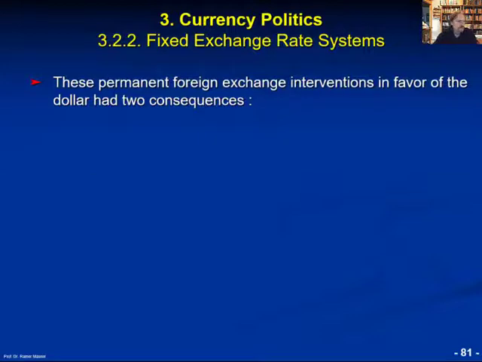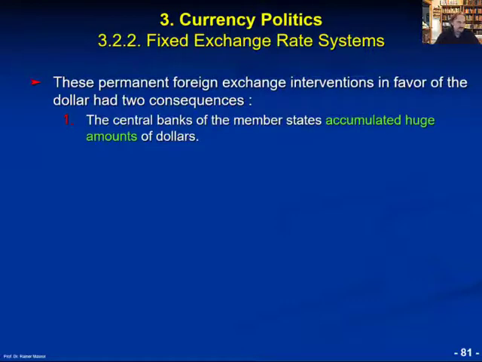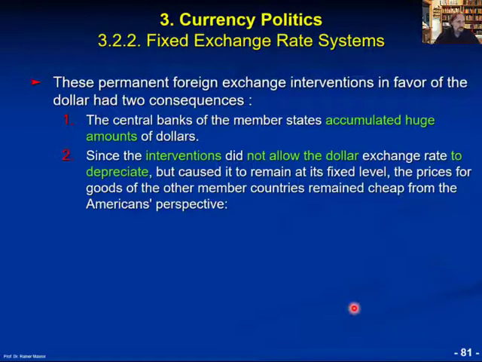These permanent foreign exchange interventions in favor of the dollar had two consequences. First, the central banks of the member states accumulated huge amounts of dollars. Second, since the interventions did not allow the dollar exchange rate to depreciate, but caused it to remain close to its fixed level, the prices for goods of the other member state countries remained cheap from the American perspective.